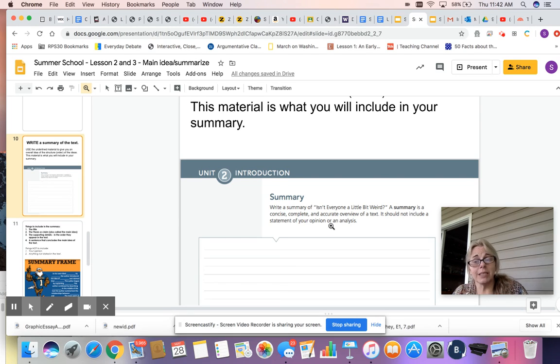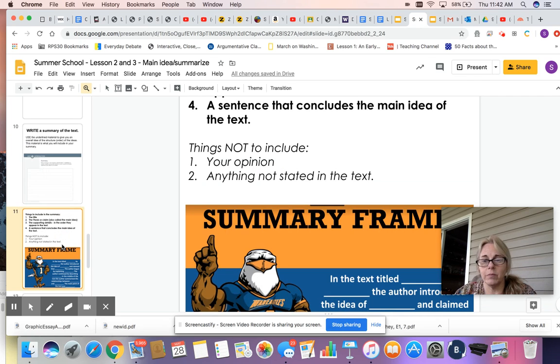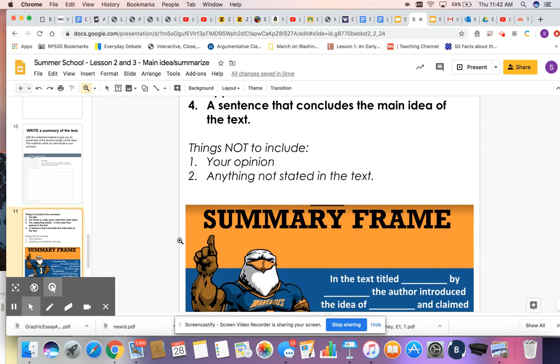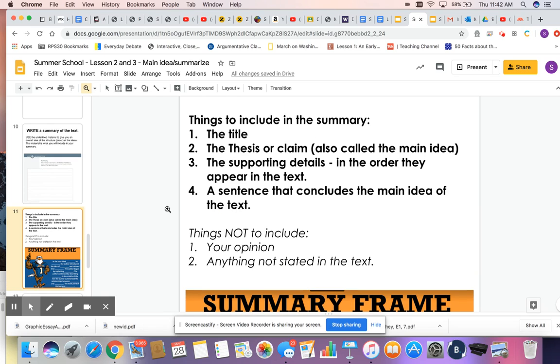Again, we're going to take what you underlined and your notes, which are in order, just like the essay is, and we're going to transfer those into sentences to create a paragraph that summarizes this entire document. You've got some help here. You've got a slide here that goes over really what do I need to include in my summary? Like what sentences do I absolutely have to have?